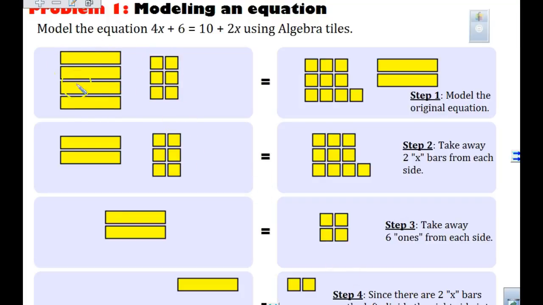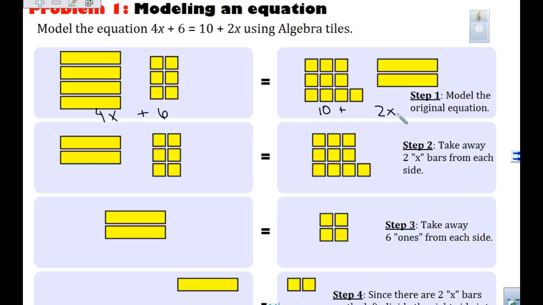I would like you right now to model this equation. On your desk, we have 4 x's. So please write right below in your notes, 4x plus 6 is equal to, and on this side, if we are counting our ones, we have 10 plus 2 x's.